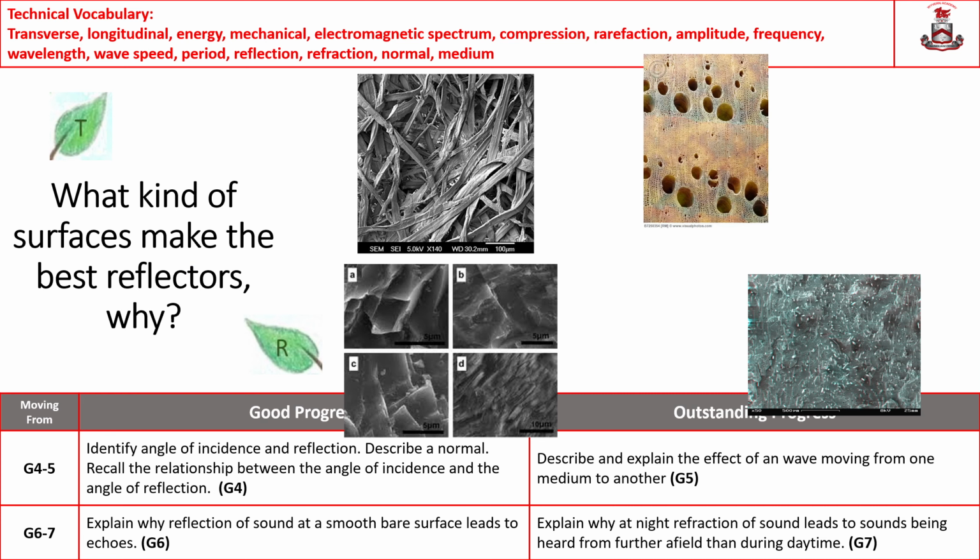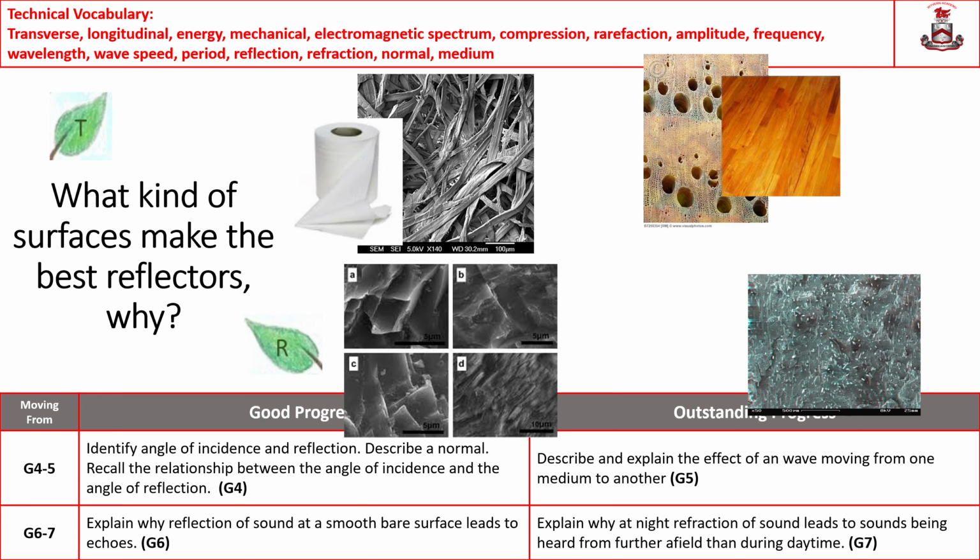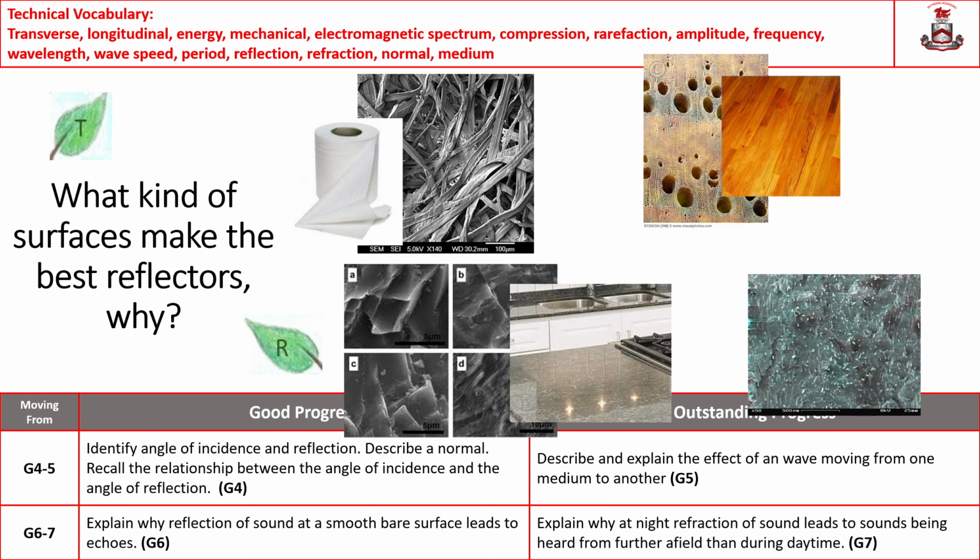So what kind of surfaces make the best reflectors? Well, we should know: smooth ones. So this top left one is toilet paper. This is a wood flooring. Here you've got a shiny work surface, and here you've got a glass. So you can see toilet paper isn't a very good reflector because look how rough that surface is.